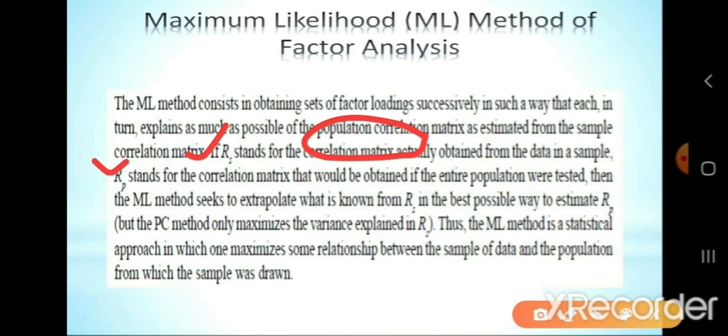Okay, and RP stands for the correlation matrix that we have obtained from the entire population. So this maximum likelihood method will try to extrapolate or infer the RS, or sample correlation matrix, in the best possible way to estimate RP, the population correlation matrix.